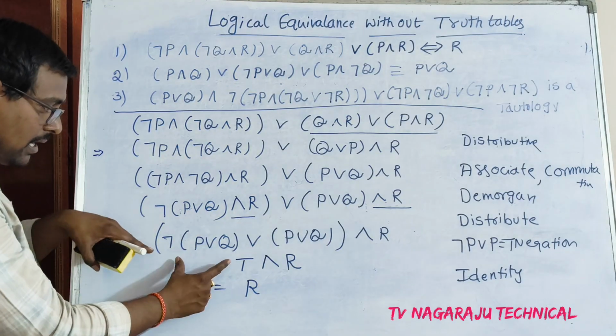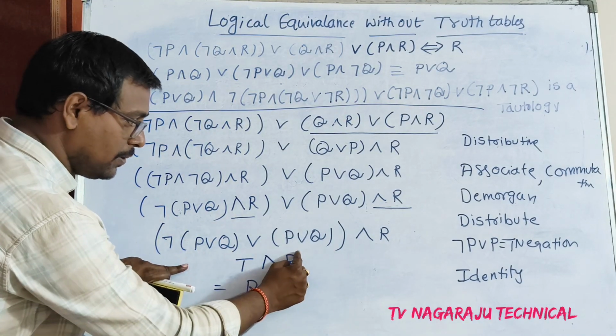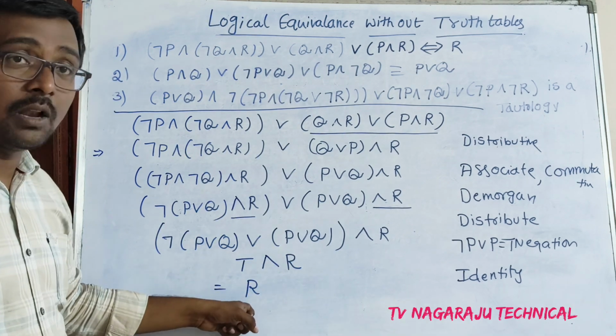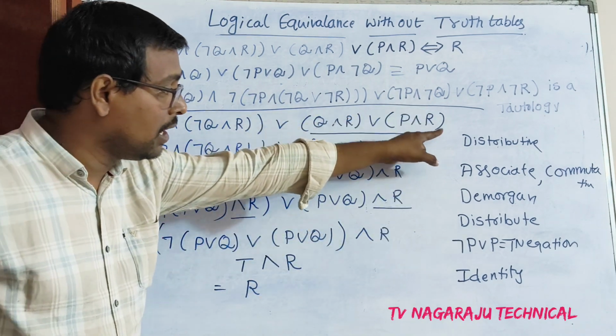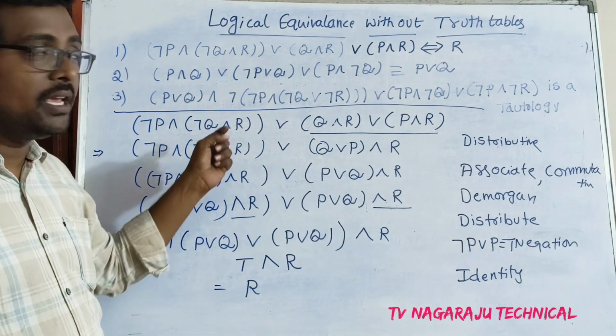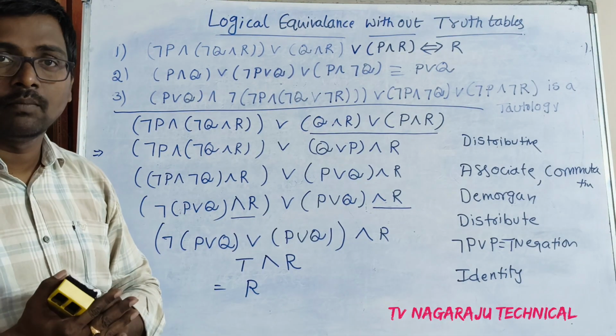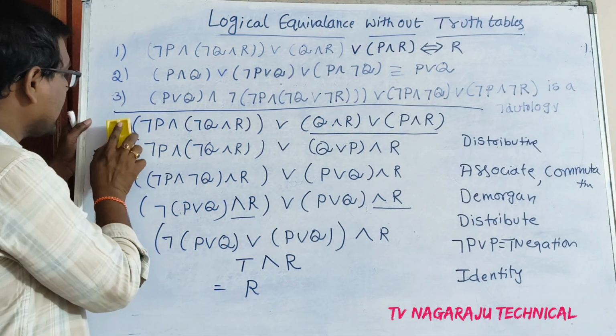And by applying De Morgan's law and then the distributive law, these two give a tautology. Tautology and R is always R, according to the identity law. If you remember the laws, it is very easy to derive any logical expression. Clear? Now, move to the second example.